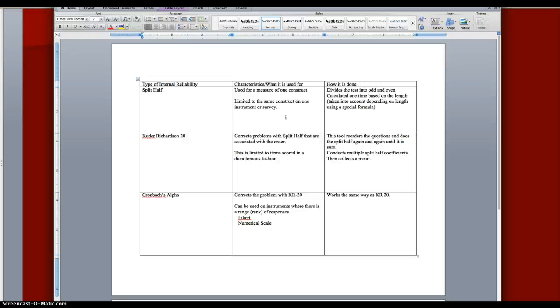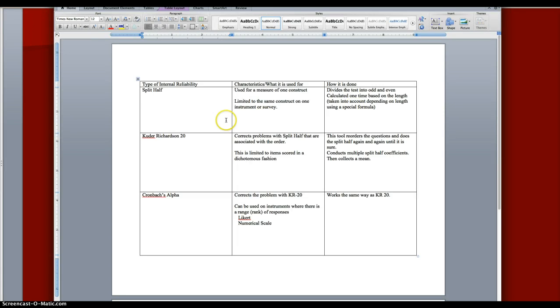So it can only be used for one construct. What we mean by that is because it is a split half, it divides the test into odd and even questions, and it's going to calculate how people do on one set of questions versus the other. So you can only use one construct. If you have a survey that measures two constructs and you use a split half, then you'd be comparing one construct to another, and you lose any kind of measure of reliability.